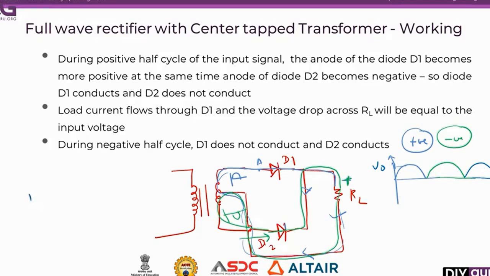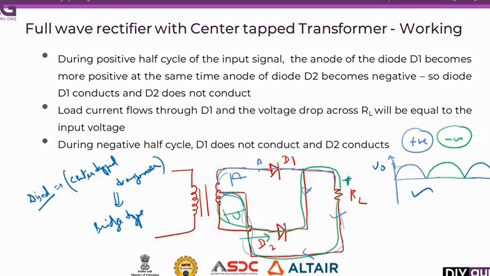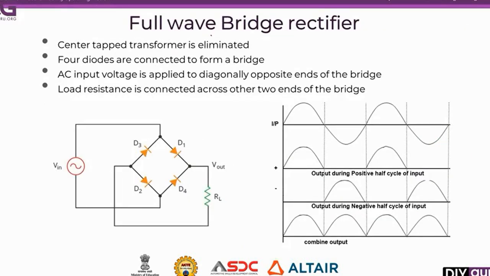See, the major disadvantage is the center tapped transformer. Compulsorily you must use this center tapped transformer in this circuit. So to eliminate this center tapped transformer, we are going for some modification in the circuit such that this transformer is completely eliminated. So we are going for bridge type rectifiers, which will give the same similar output with reduced loss. Now we will see full wave bridge rectifiers.